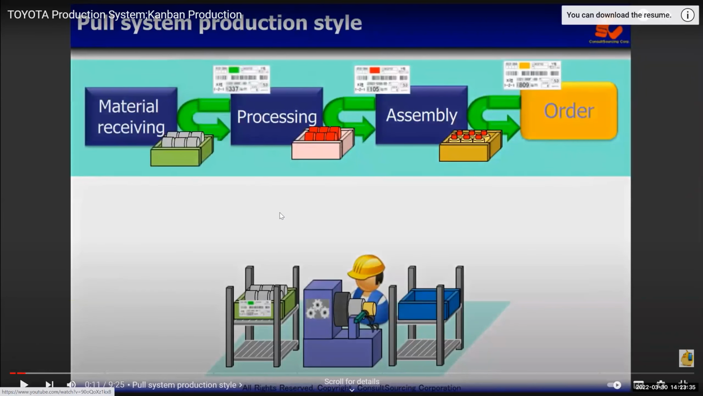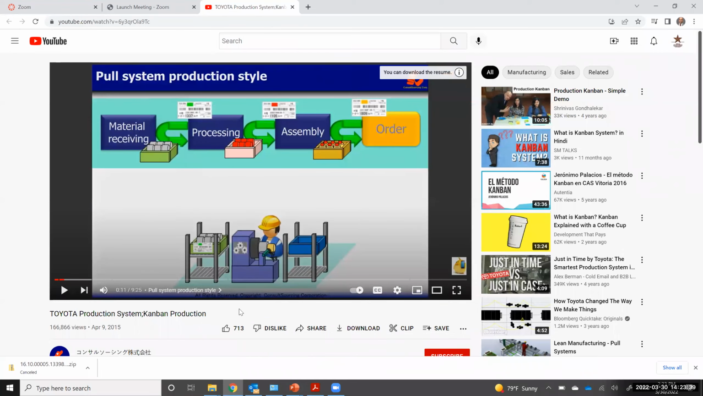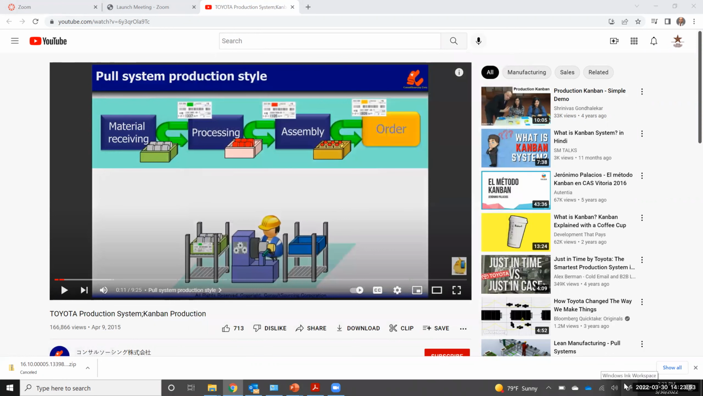Okay. So I guess because I'm using Zoom. Do you know how to play the share sound here?